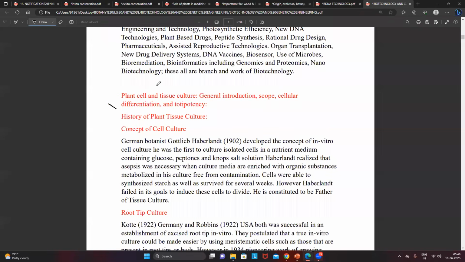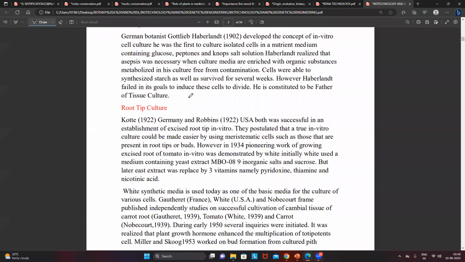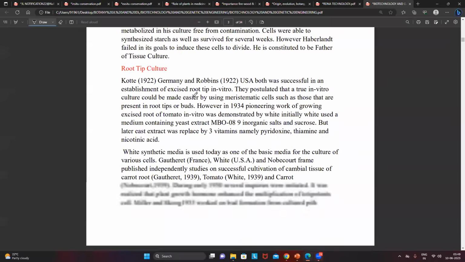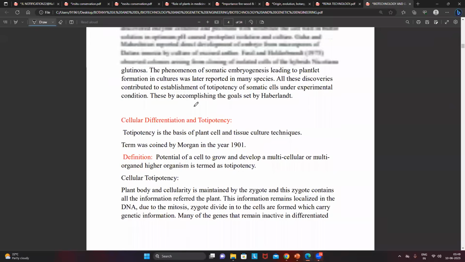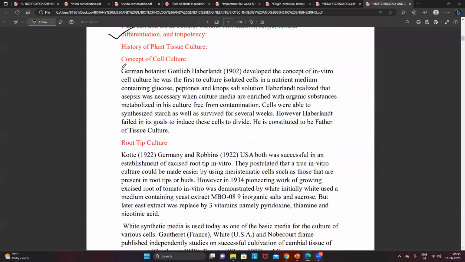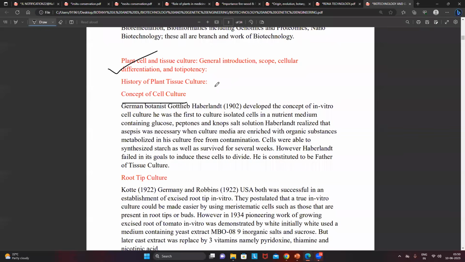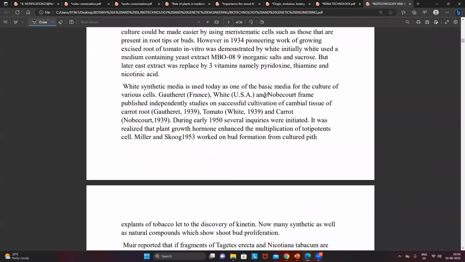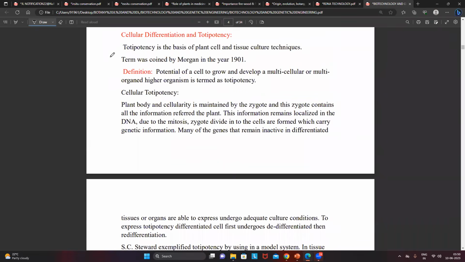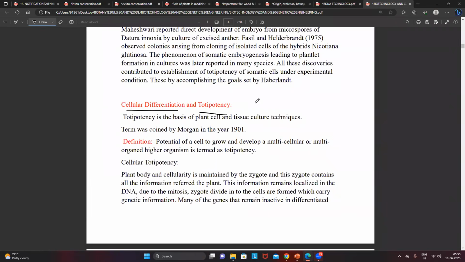When you start studying tissue culture, I will tell you what to study. Always remember, first you have to study what plant tissue culture is. Whichever I am writing, never forget. First thing you have to study is the name of the scientist who started the experiments on tissue culture. Then, what is cellular differentiation and what is totipotency?